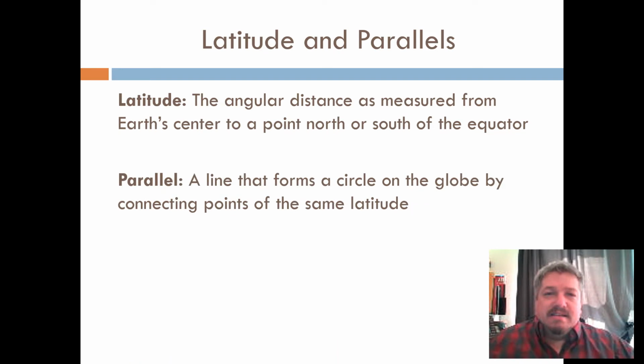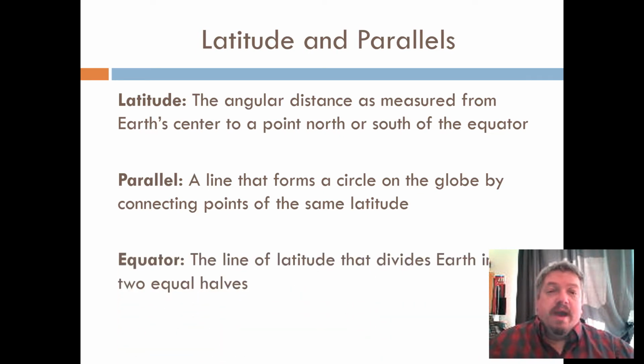For any 2 points on the surface of the Earth that are both the same distance north, say 23 degrees north, they are said to be on the same parallel line. So a parallel is a line that connects 2 points. I'm going to show you what this looks like in just a little bit. But the most common and the most famous parallel is the equator. And the equator is a line of latitude that goes right around the middle of the Earth.